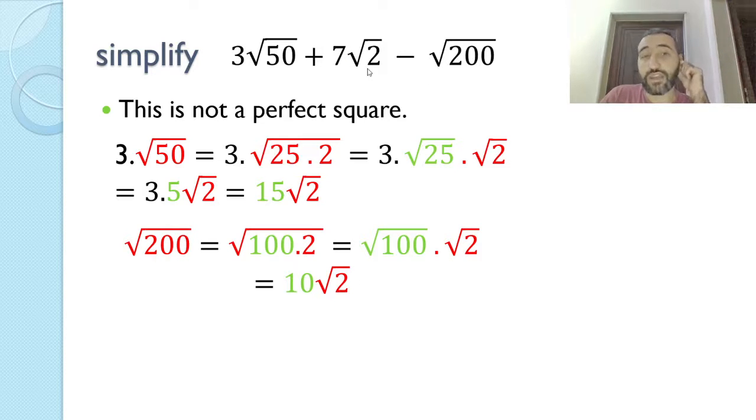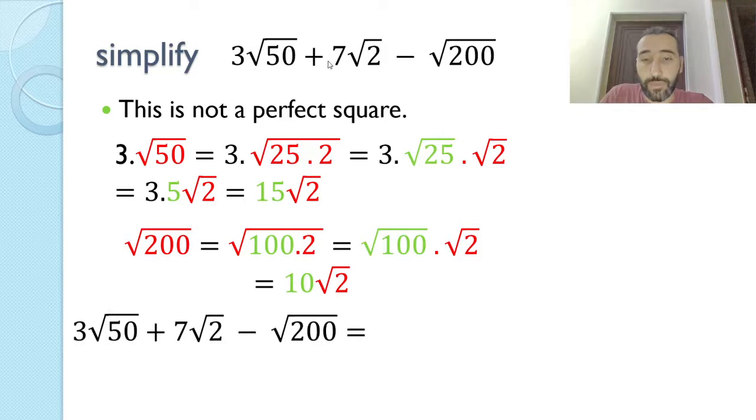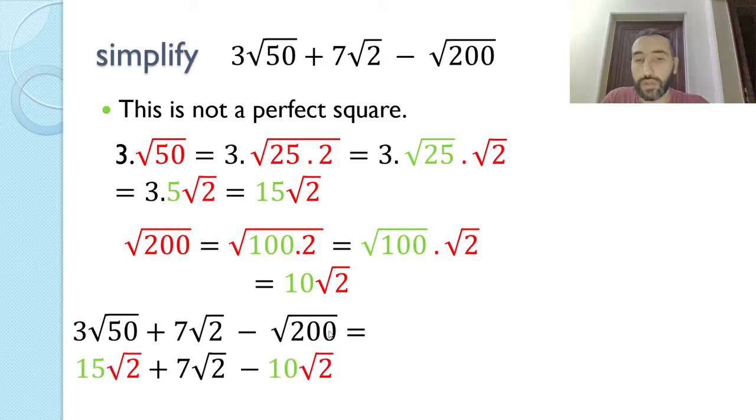Now 7 radical 2, there's nothing for me to do, it's already simplified because it's radical 2, and 2 has no factors other than 1 and itself. So I keep it. Okay. At the end I need to add them. So 3 radical 50 plus 7 radical 2 minus radical 200 equals what?